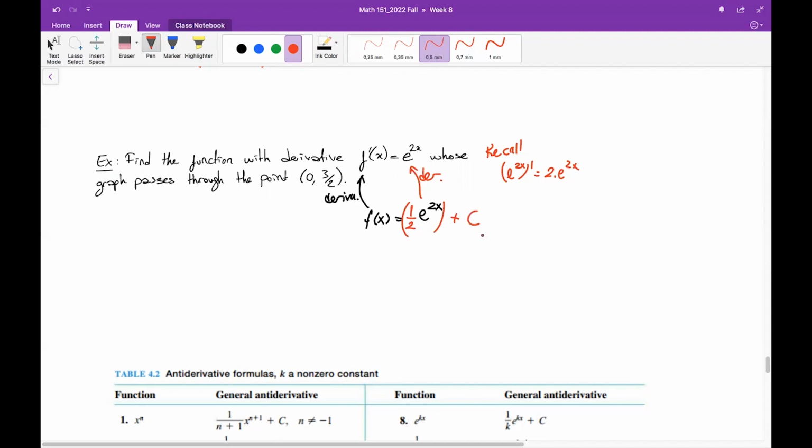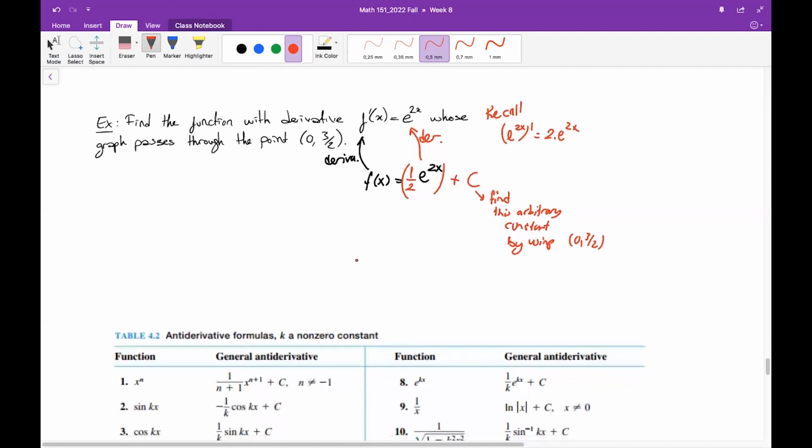And to find this arbitrary constant, we use the initial point, okay? So it means that this function passes through this point where x is 0 and y is 2/3. If you insert these two things into your equation, 1/2 e to the power 2 times 0 plus c, you will exactly find c as, I guess 1/2, no, 1, just 1, yeah, 1.